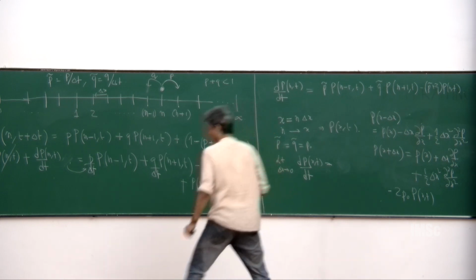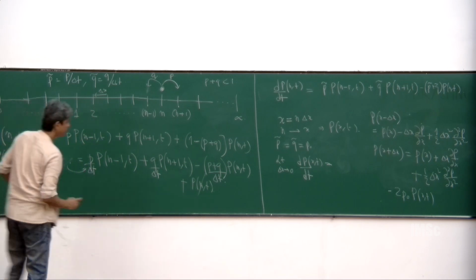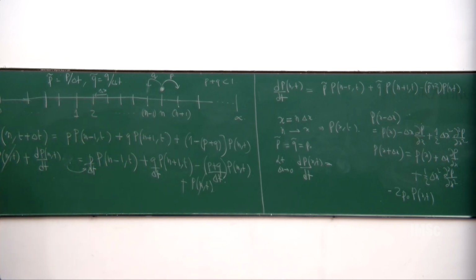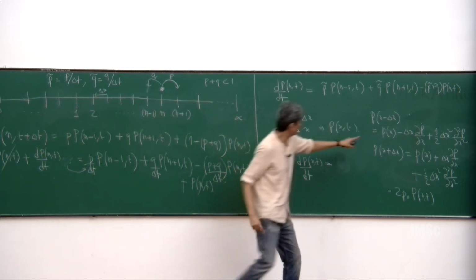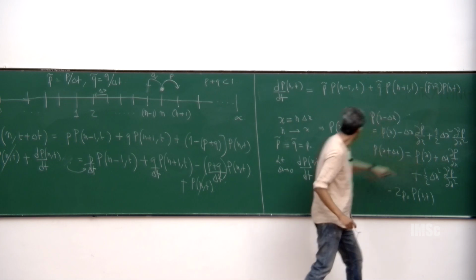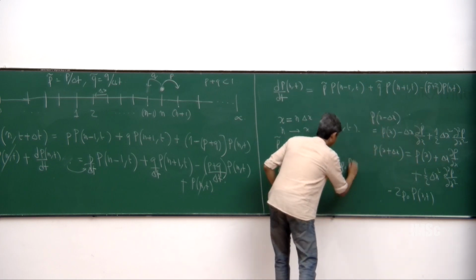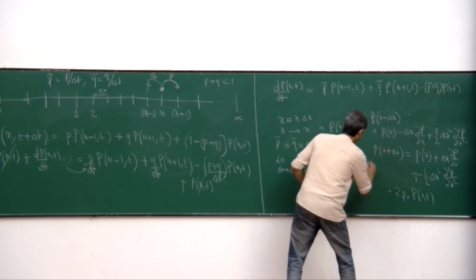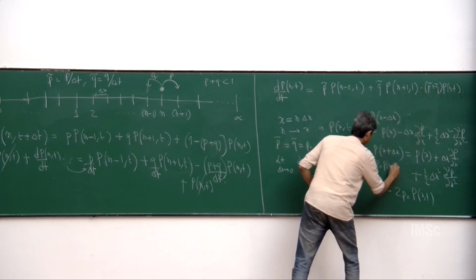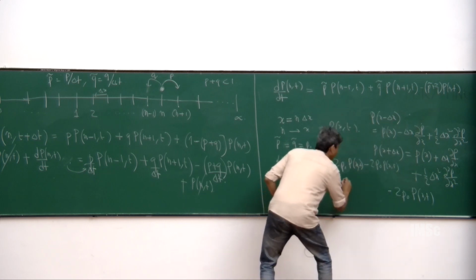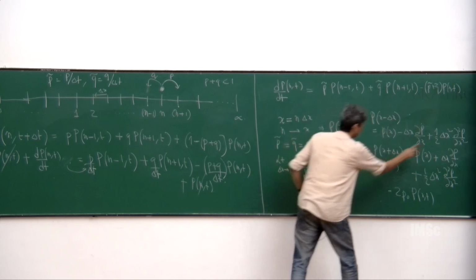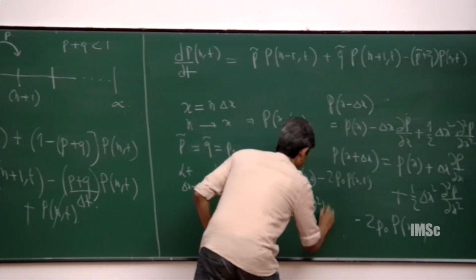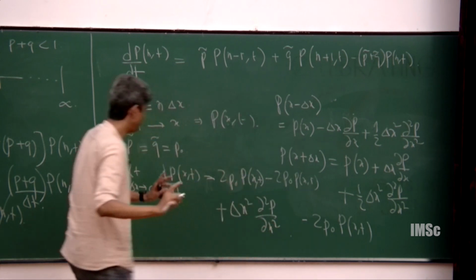Oh, sorry, I made a mistake. Did I make a mistake? No, it is fine, right? So what is there in leading order? This p(x) and this p(x), there is a 2 p naught p(x,t), there is this minus 2 p naught p(x,t), and plus half delta x square del square p del x square. Am I correct?